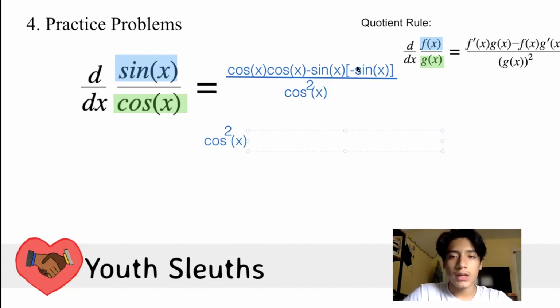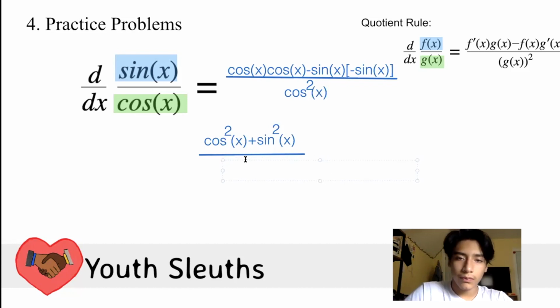Now, negative sign times negative sign, well, negative times negative makes a positive, so we're going to put plus. And then sine times sine is just sine of x squared. Now for the bottom, it stays the same. Cosine of x squared. There you go.